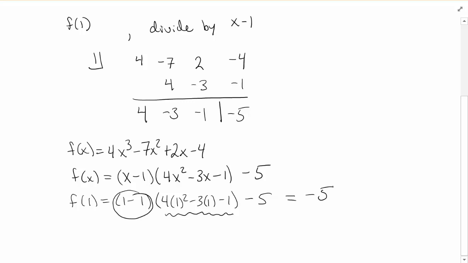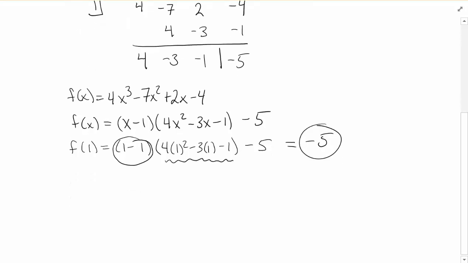So the remainder theorem says if you want to evaluate f at 1 in this case, we'll then divide by x minus 1, and your remainder is the value negative 5, which we can see if we just plug that in the original, I get 4 minus 7 plus 2 minus 4. That gives me negative 5.